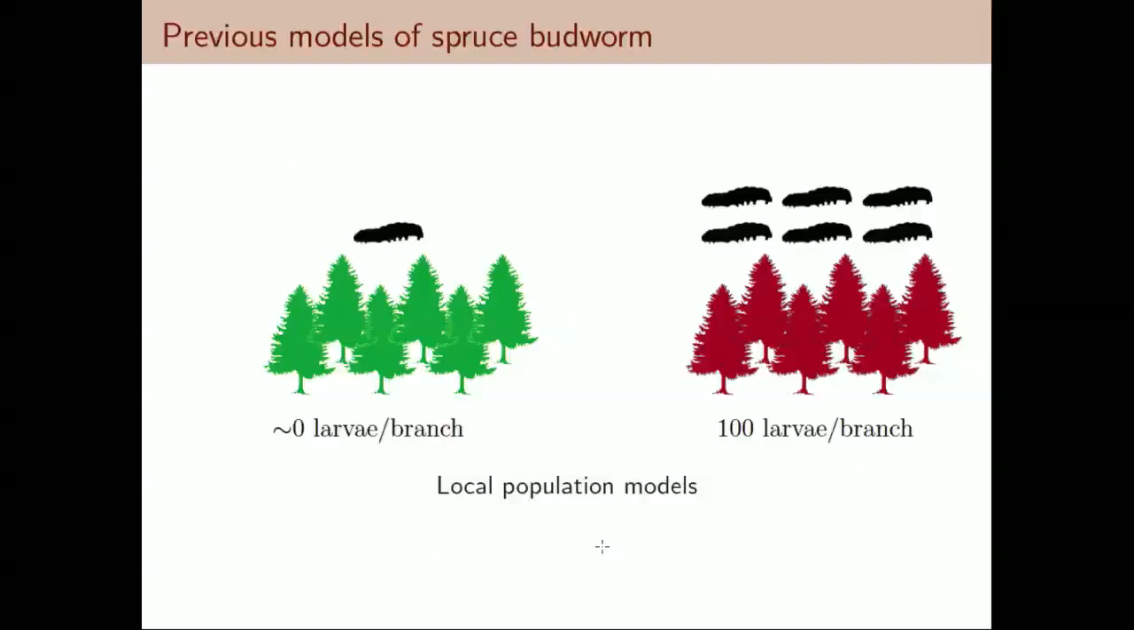So previous models of the spruce budworm are often population models, and that's probably why I'm in the population section, where they've followed the dynamics in one area, so how many larvae there are on each branch. But since these densities vary so much, from basically nothing to up to 100 larvae per branch, such extreme population differences, we tried instead to make a metapopulation model.